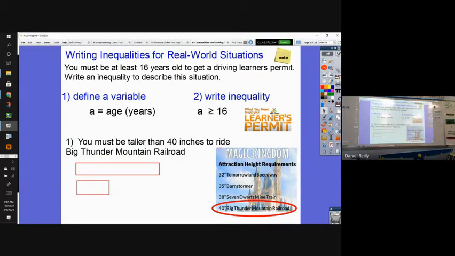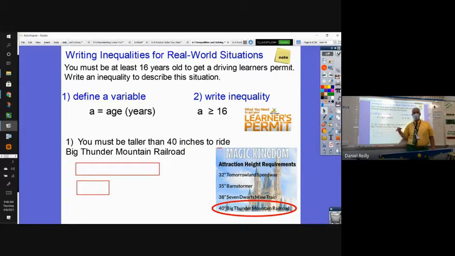Okay. All right. So, Big Thunder Mountain Railroad, that's the train. It goes around the mountains right in Disney World. You have to be taller than 40 inches. Taller than 40 inches. Okay. So why are there two boxes here? What's in the first box here?